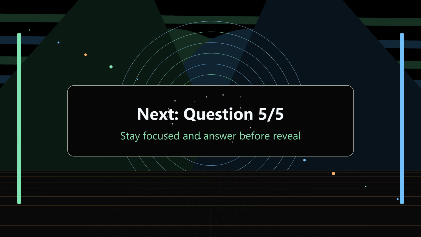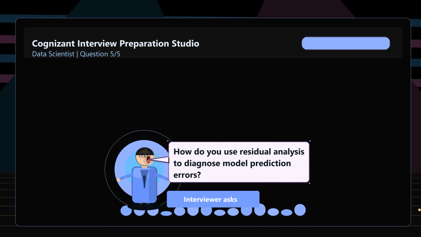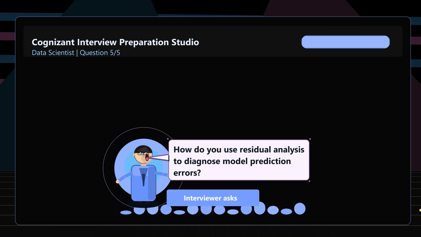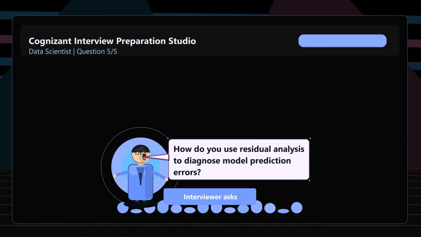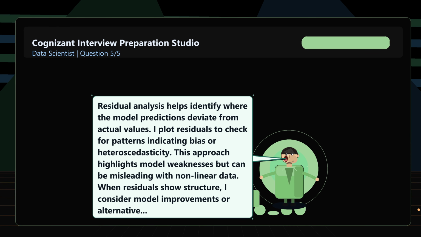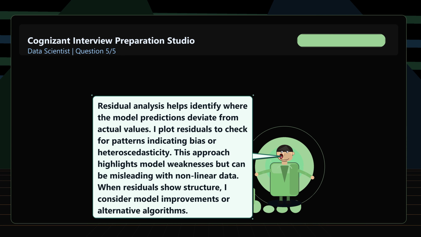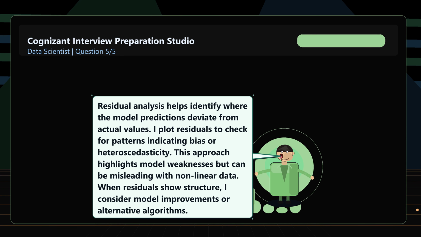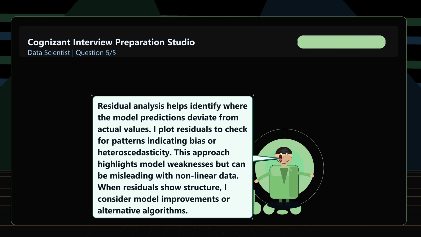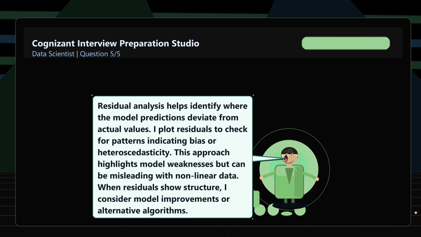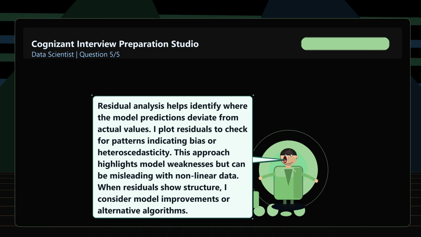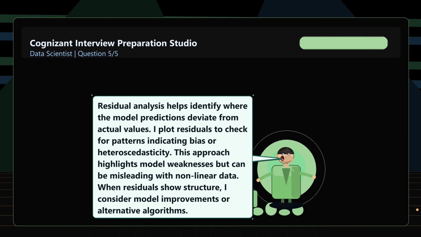Can you explain how you apply residual analysis to understand and diagnose prediction errors in your models? Residual analysis is crucial for diagnosing model prediction errors by comparing the difference between actual and predicted values. Typically, I plot residuals to identify any patterns or systematic deviations which suggest issues like bias or heteroscedasticity.